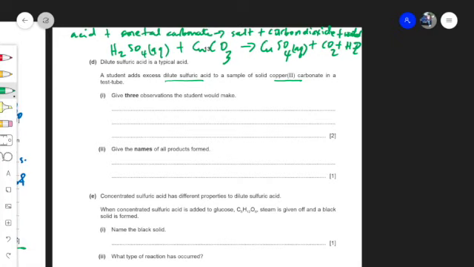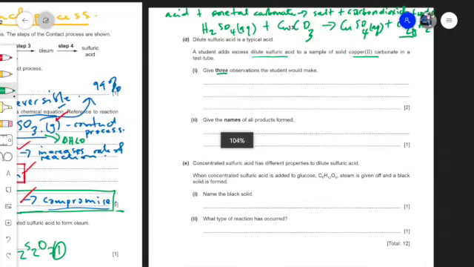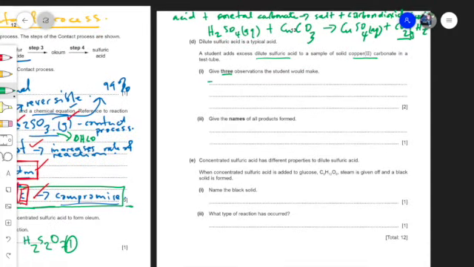So what are we going to observe? You can already see that there is a gas that is going to be formed, so one of the observations should be bubbles. So you're obviously going to see bubbles, or fizzing if you like, because a gas is being produced.